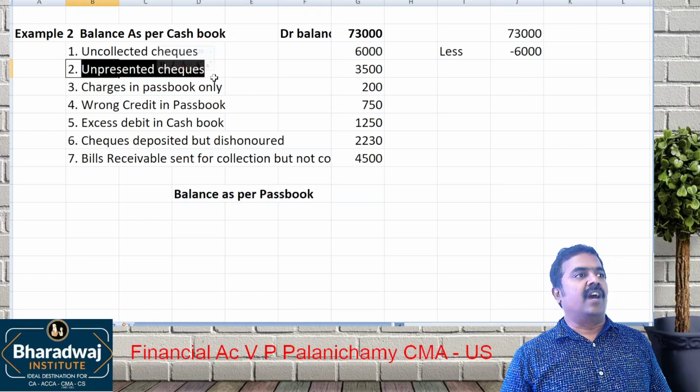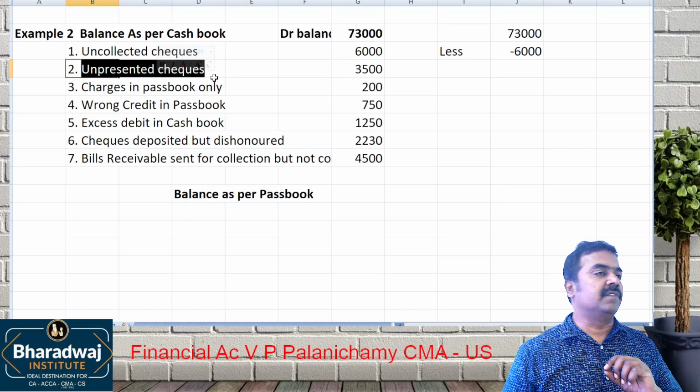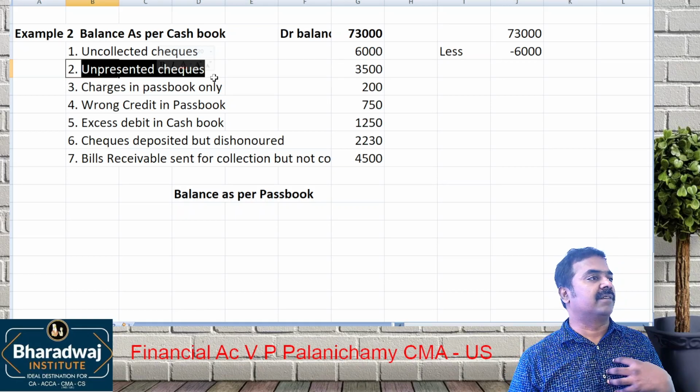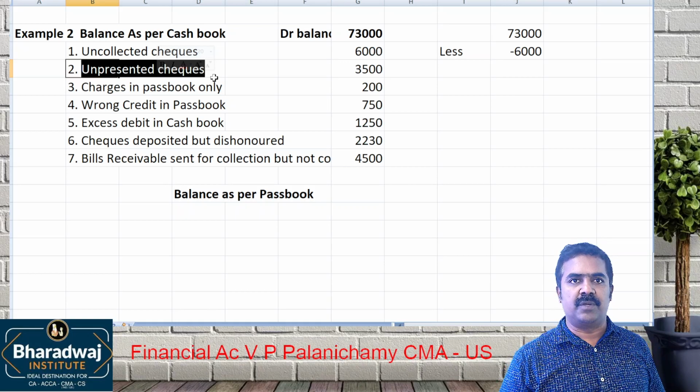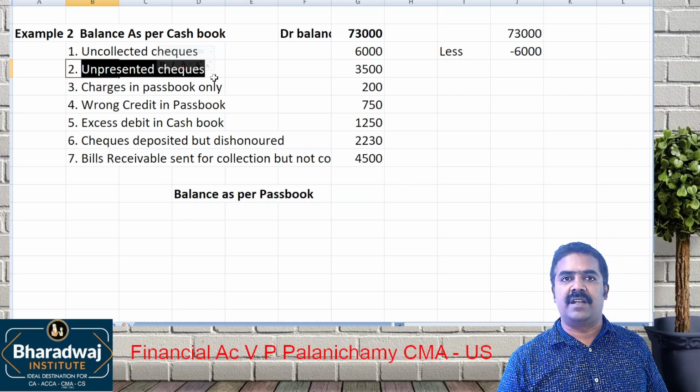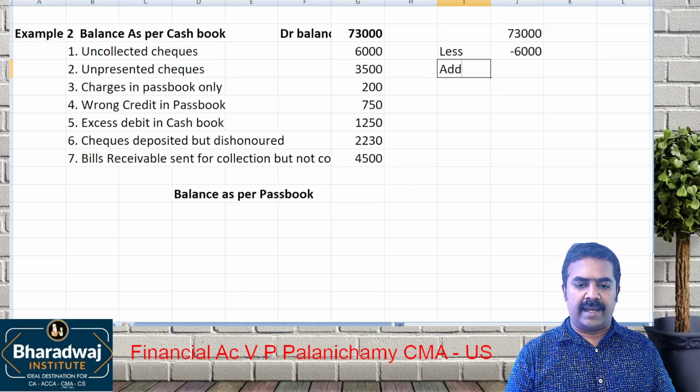Unpresented check means outflow check. We have issued the check. While issuing the check, what would we have done? We would have reduced. Has the banker reduced? No. What to do? Add 3,500.